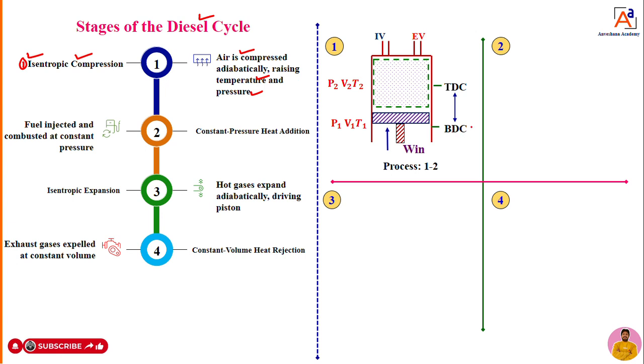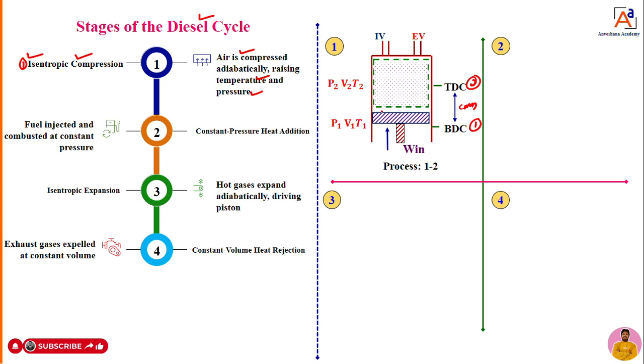How it is, you can see here now, dear students. As I told, the first point is my BDC, the second point is my TDC. Initially assume that air is sucked into the cylinder. Now the piston is at BDC. Now what will I do? I will start to move the piston from BDC to TDC. That means the first process, compression.